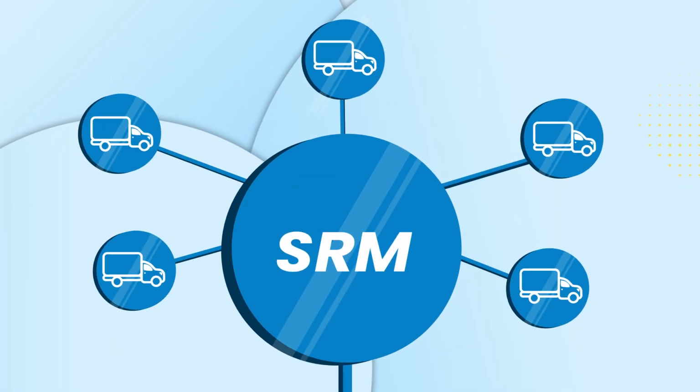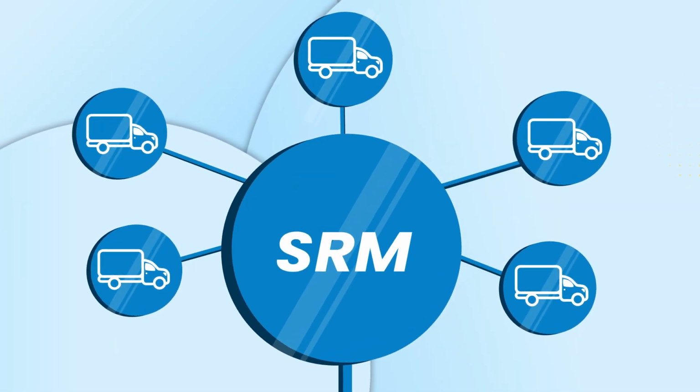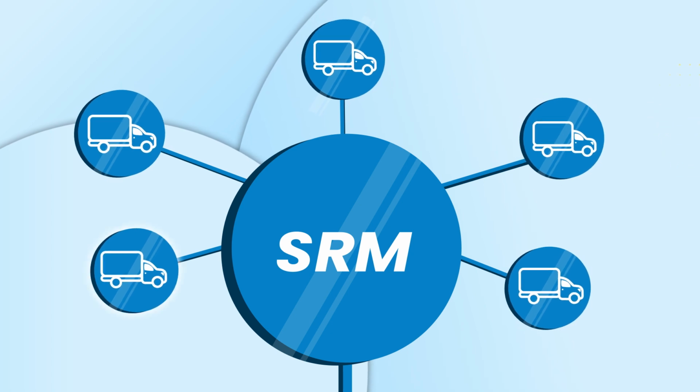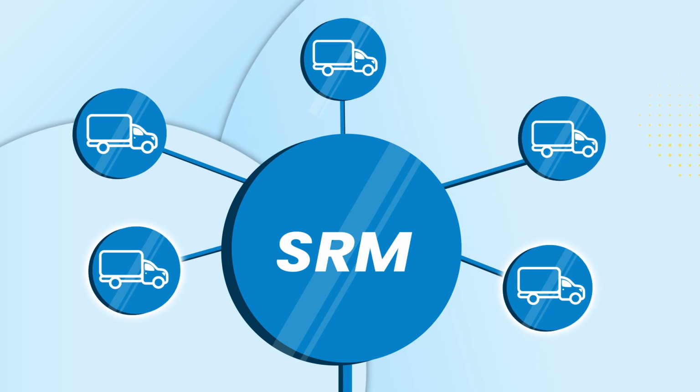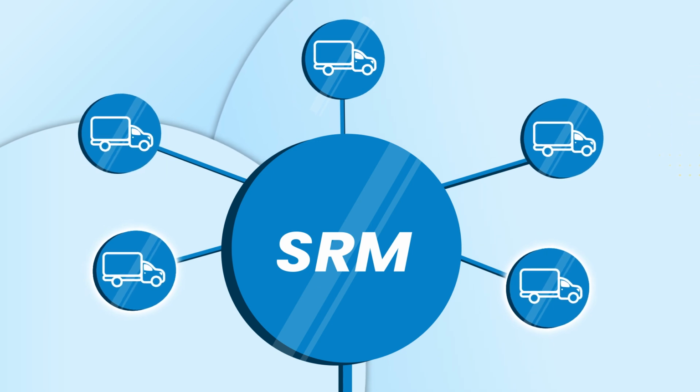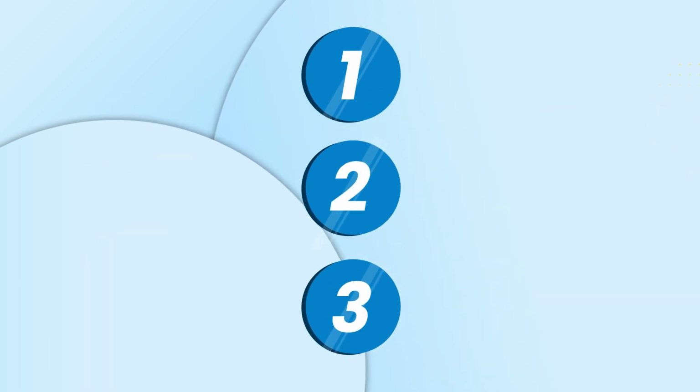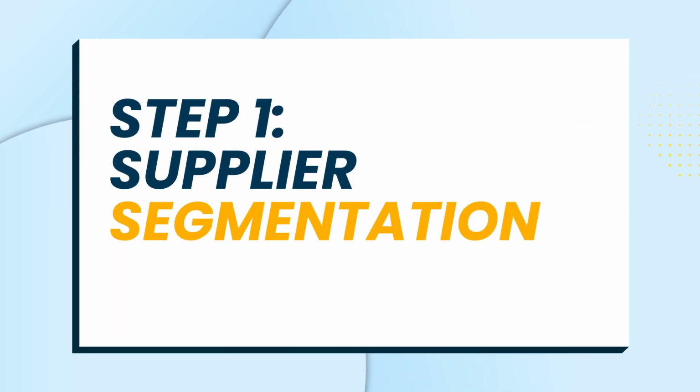If you've got numerous suppliers in your ecosystem, the task of building a strong relationship with each of them can seem overwhelming. But while every vendor's contribution needs to be acknowledged, you must categorize them according to priority. This brings us to step number 1, supplier segmentation. Simply put, supplier segmentation is the process of grouping your suppliers according to their level of importance.